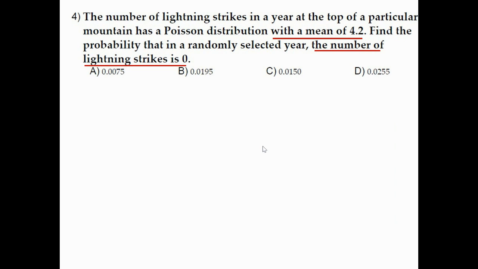Once again, the number of lightning strikes in a year at the top of a particular mountain has a Poisson distribution with a mean of 4.2. Find the probability that in a randomly selected year, the number of lightning strikes is exactly 0. Notice my time interval hasn't changed. He gives me the mean per year. He wants to know something about a selected year. So my mu is 4.2, and we want to know the probability of getting 0 lightning strikes.